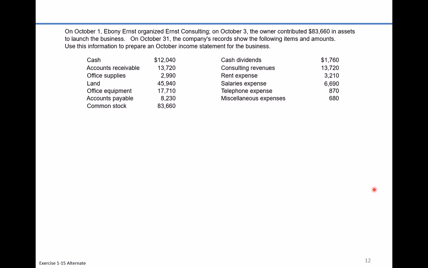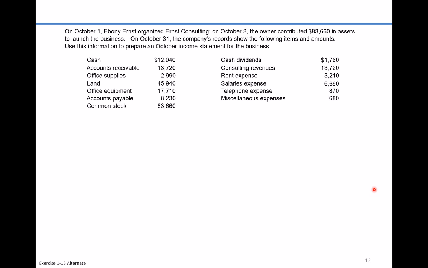On October the 3rd, the owner contributed $83,660 in assets to launch the business. On October the 31st, the company's records show the following items and amounts. Use this information to prepare an October income statement for the business.